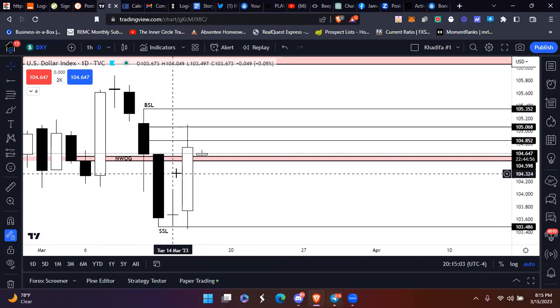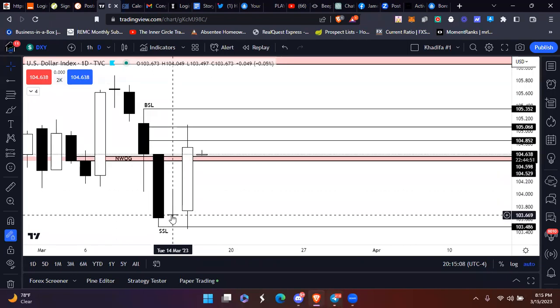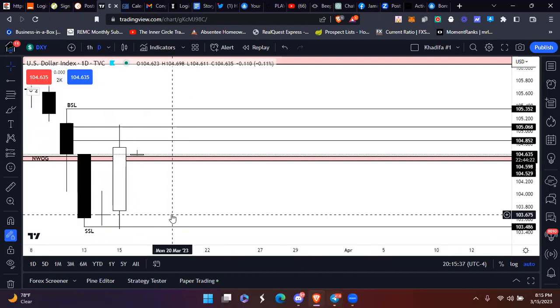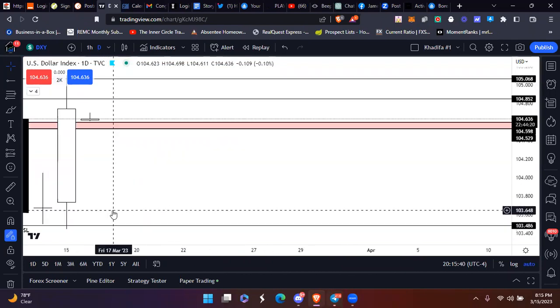And I don't know how many of you guys paid attention to this, but if you look at the opening and closing of yesterday's daily candle, you'll see that yesterday's price opened and closed in the same exact place. So it opened at 103.673 and it closed at 103.673. That's just something to note.